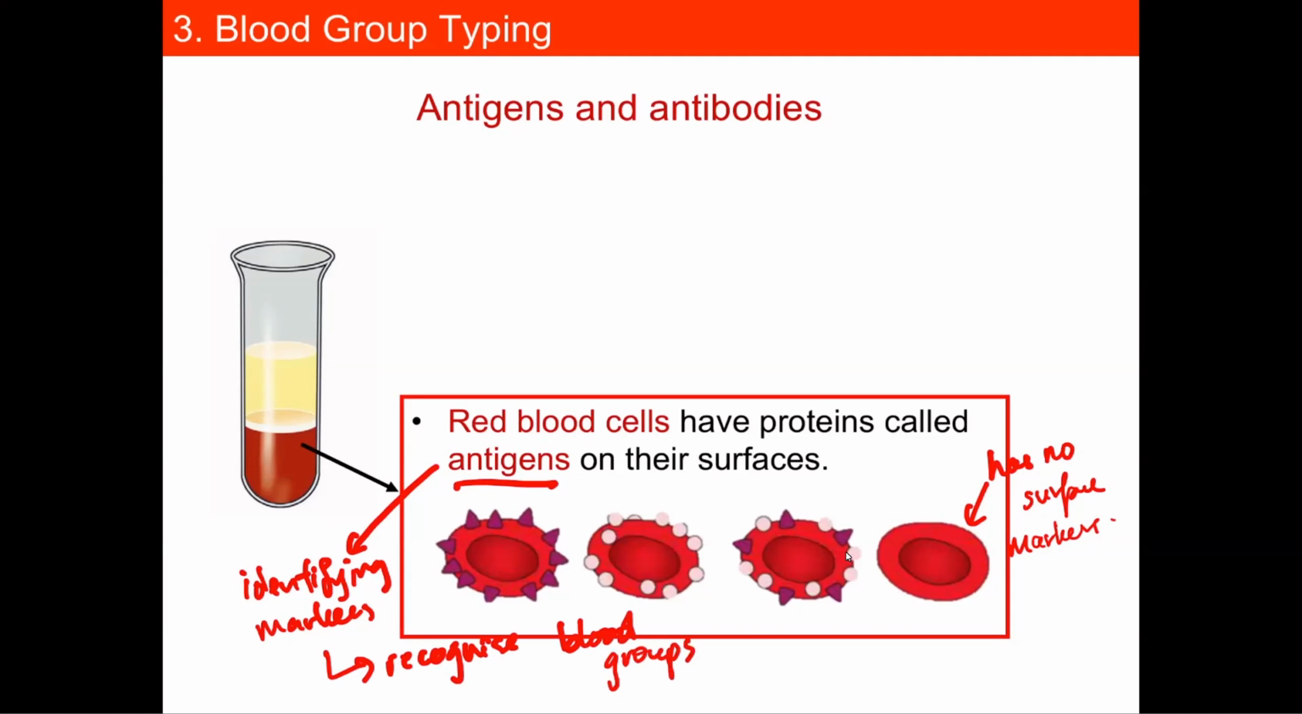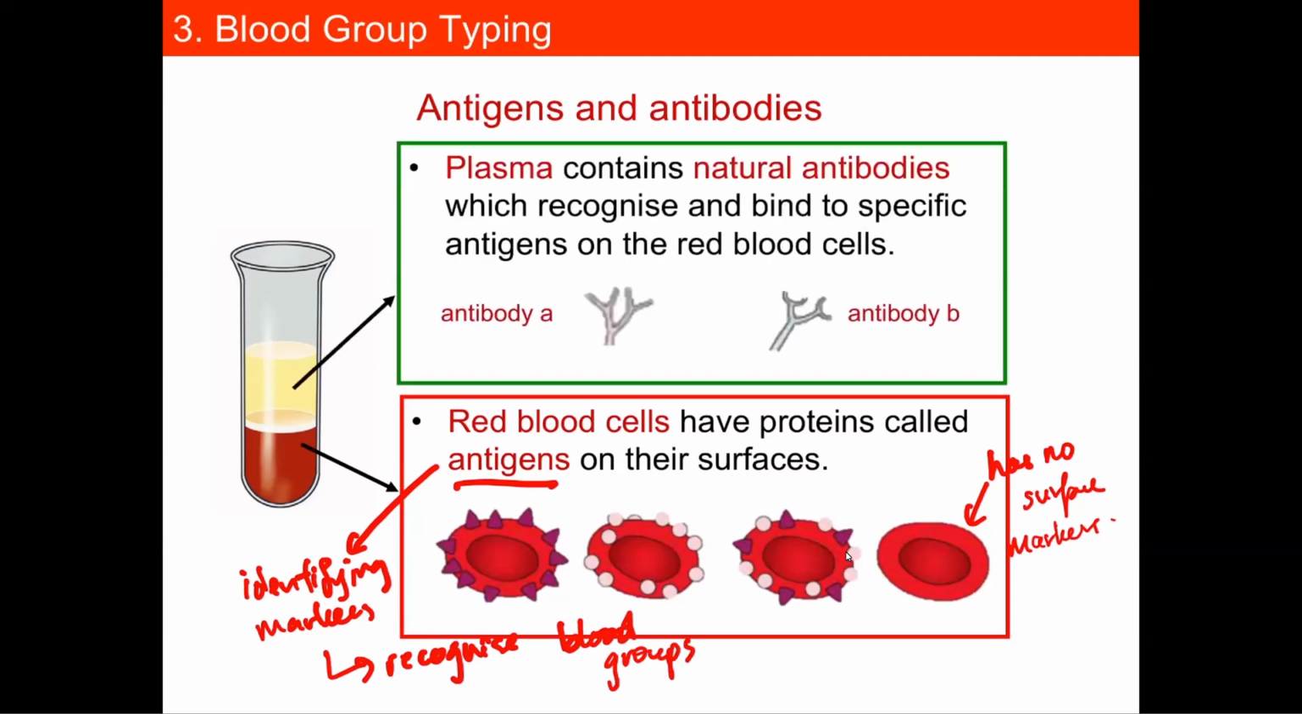Okay, now that's for your red blood cells. Now your plasma, on the other hand, is going to contain natural antibodies which recognize and bind to specific antigens on the red blood cells. So you can have either antibody A or antibody B. I will go through with you what we mean by antibody A and antibody B and what exactly they recognize. But for now, you just need to know that there are two types of antibodies found inside your plasma, and these are antibody A and antibody B.